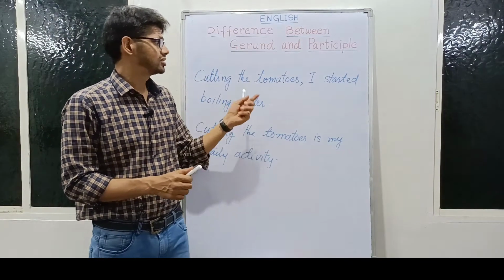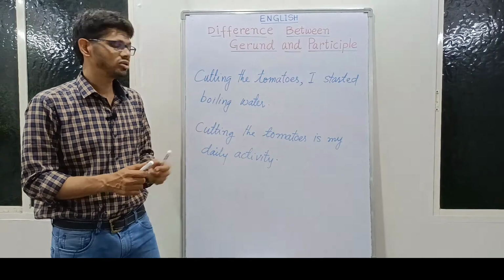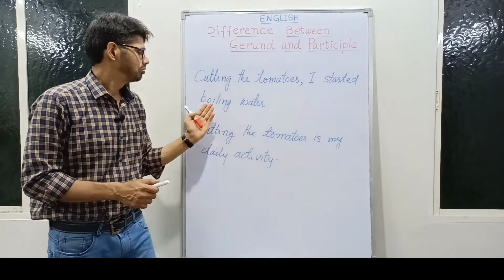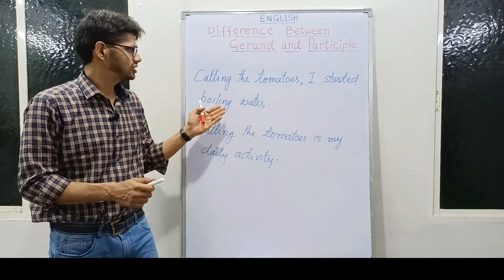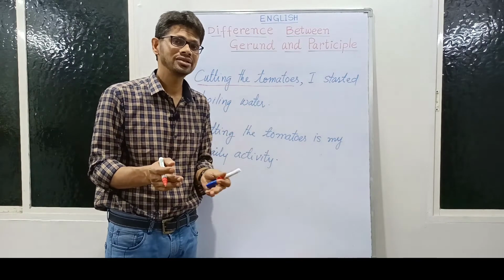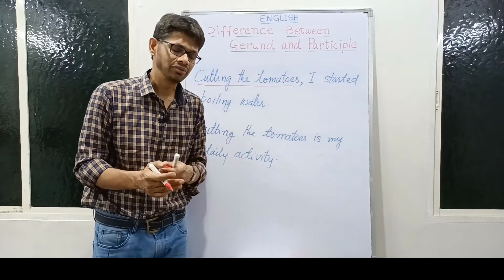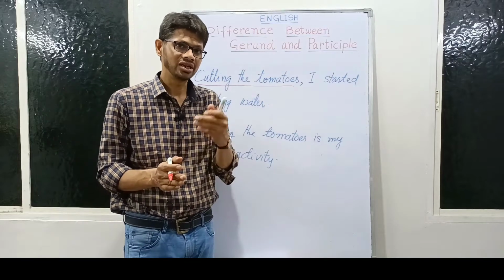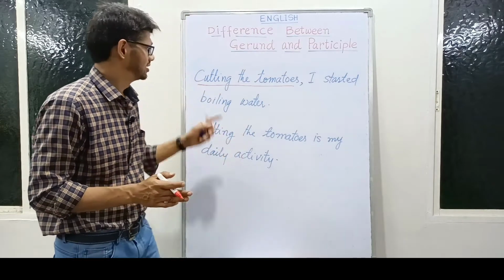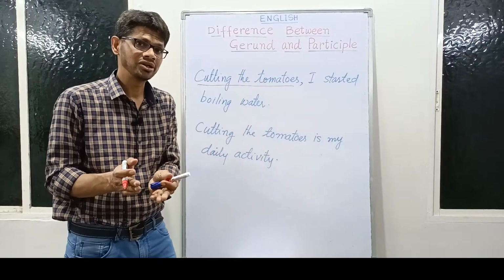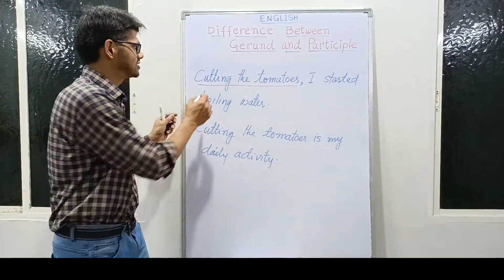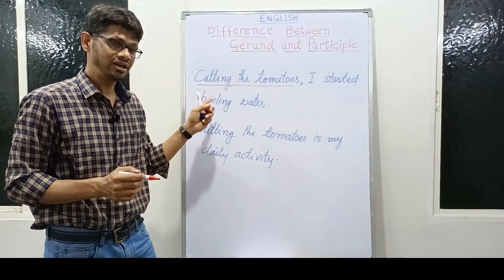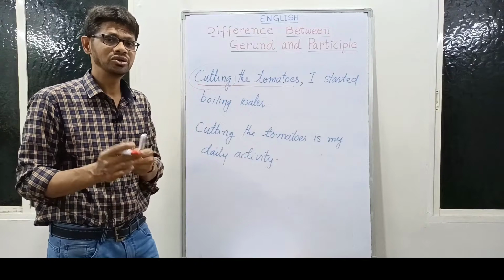Cutting the tomatoes, I started boiling water. Tomatoes को कट करके मैं water boil करना शुरू किया. What is this? You can easily understand because you have already learned. I have explained it in a very simple and easy way. I am 100% sure that you can give answers now very easily. Cutting the tomatoes: what is cutting here? Is it a gerund or is it a present participle? Easily you can say this.